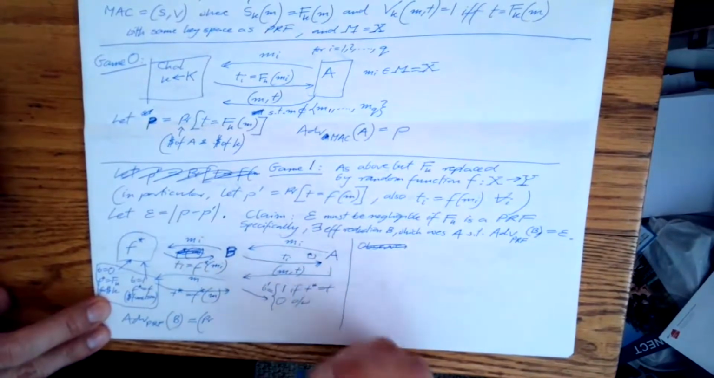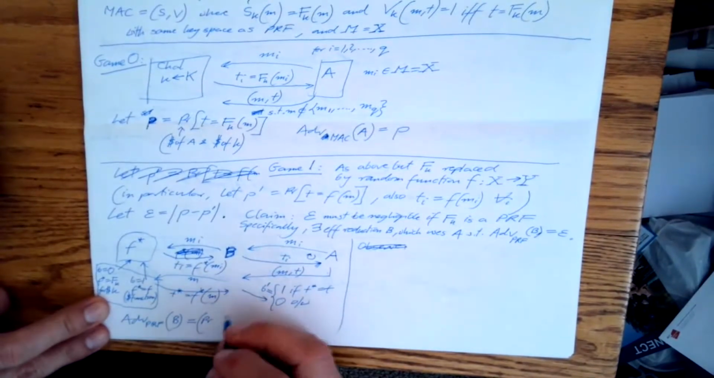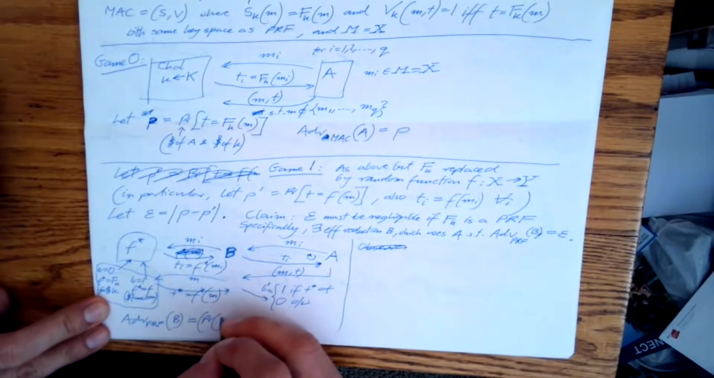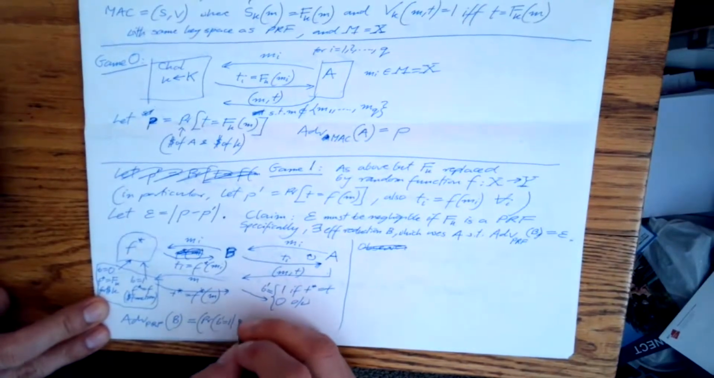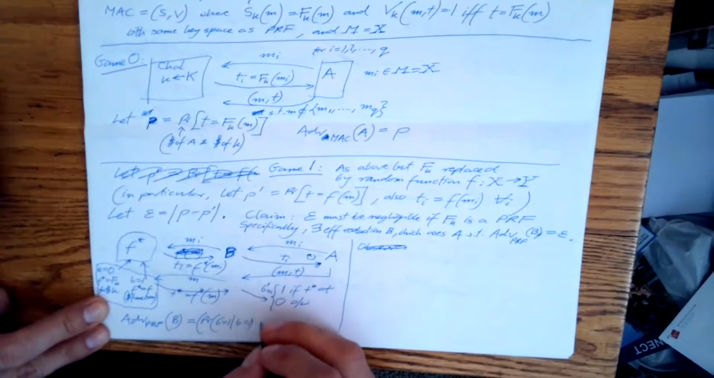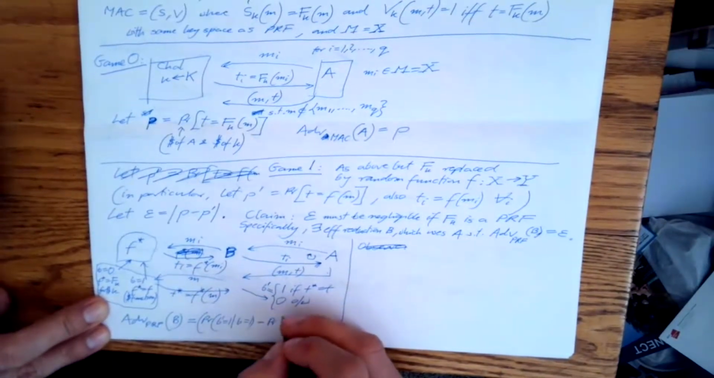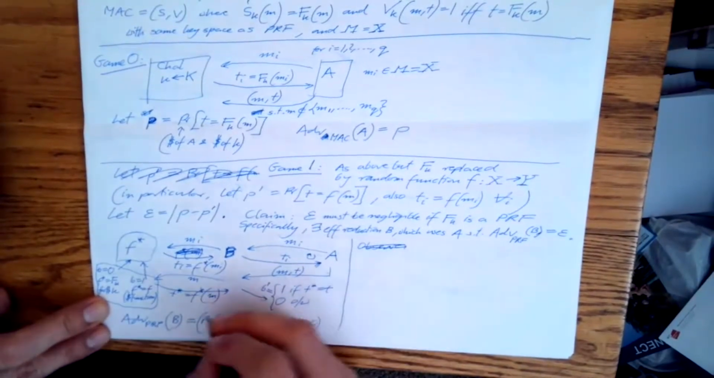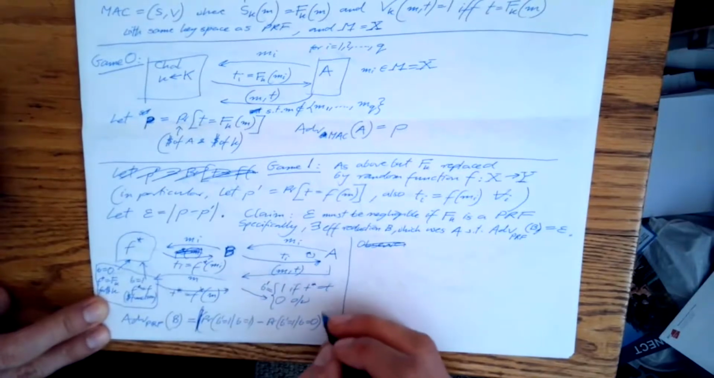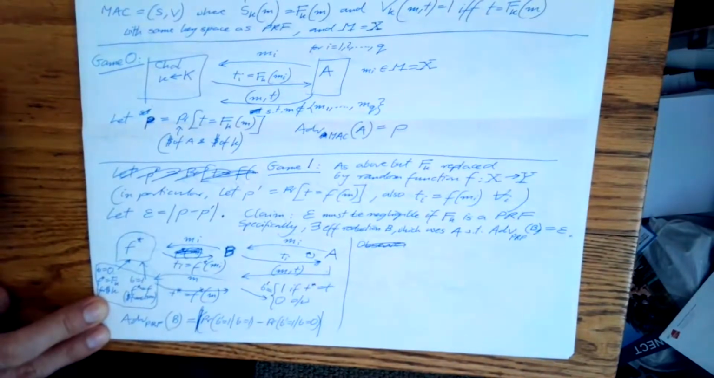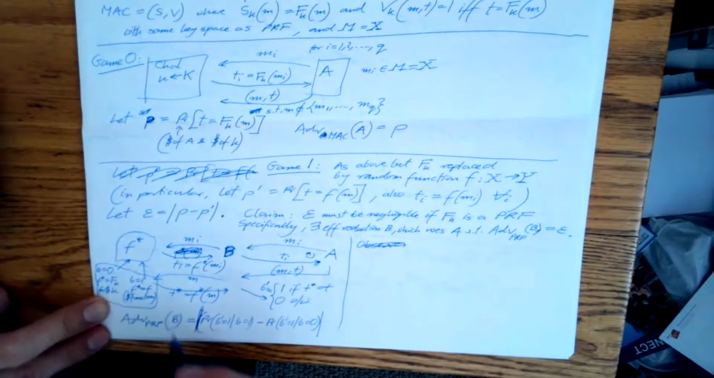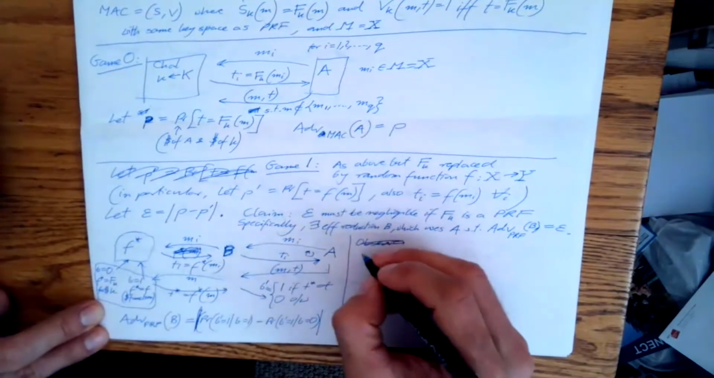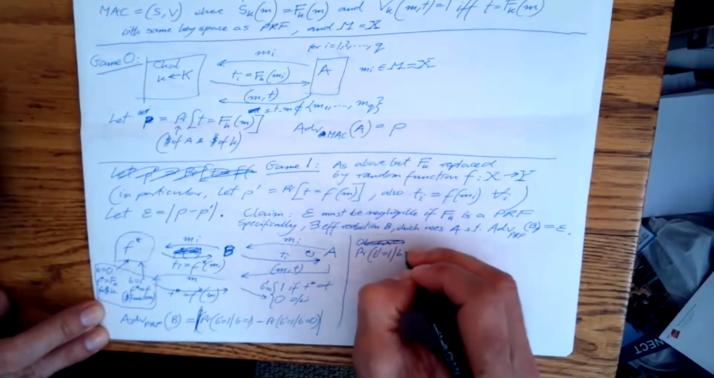Let's call this bit b prime. The probability that b prime is 1 given b is 1, minus the probability b prime is 1 given that b is 0, right? Okay, let's look at what this probability is. So what is the probability that b prime is 1 if b is 1?